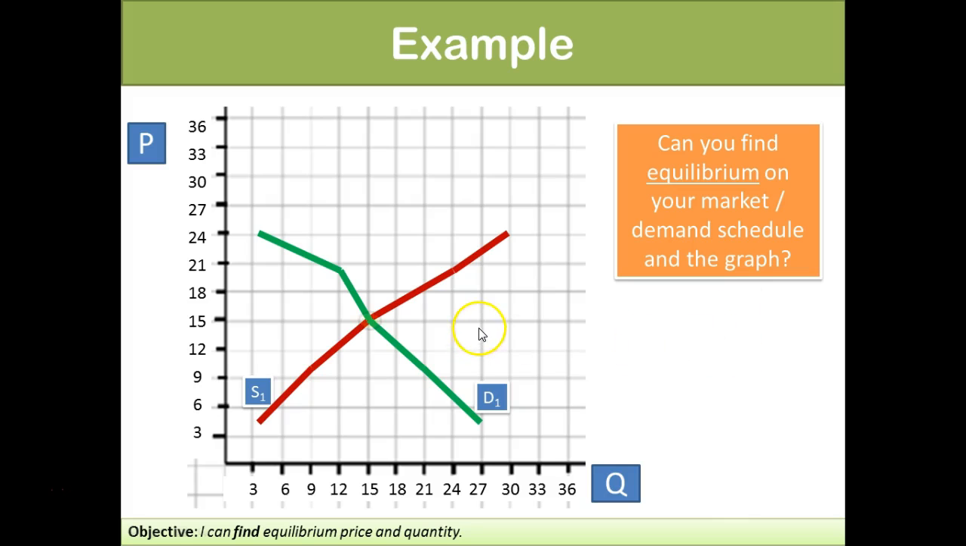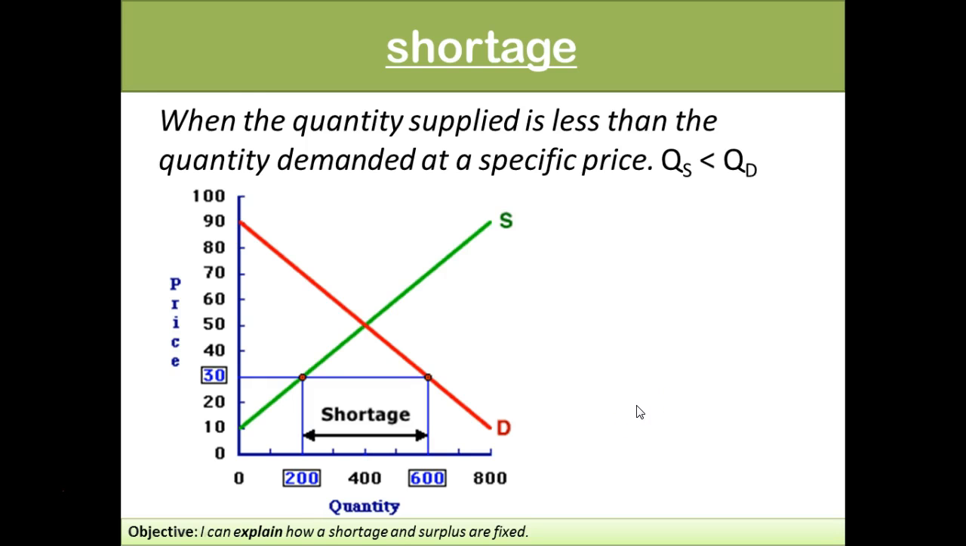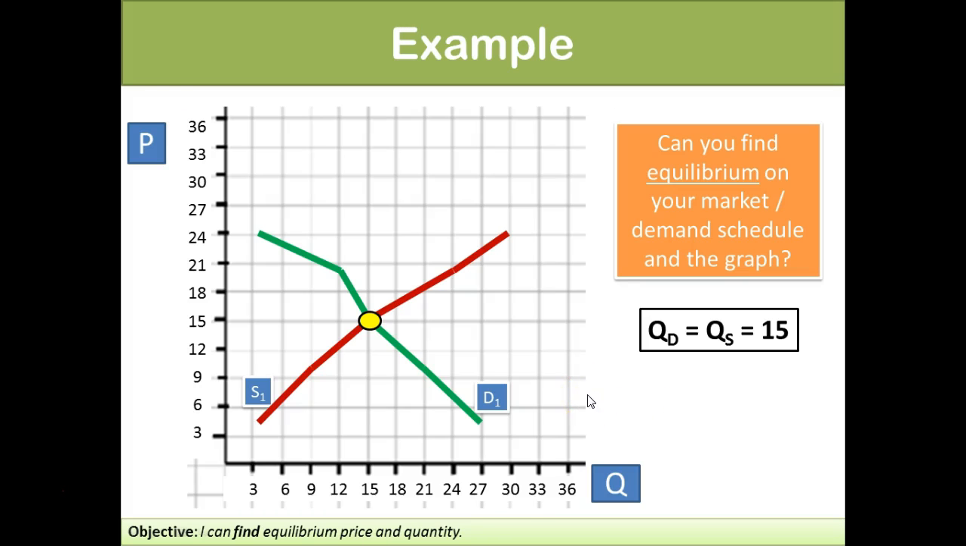On your do now, you should be able to find an example of that where your two curves intersect. And looking at your table as well, you can find that quantity demanded equals quantity supplied at a quantity of 15, or at a price of $15, which is also a quantity of 15. You may have noticed when you were graphing, oh hey, they both intersect here, there must be something going on. That is equilibrium.